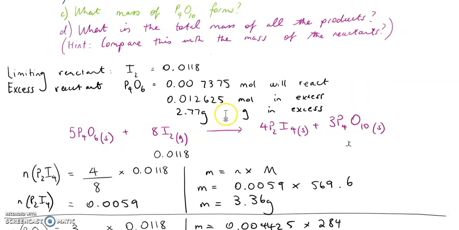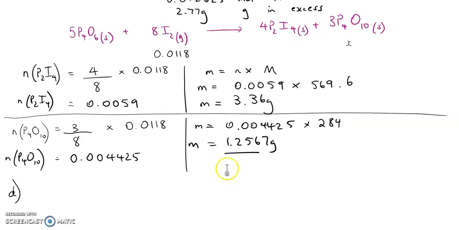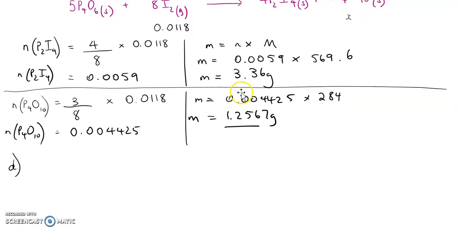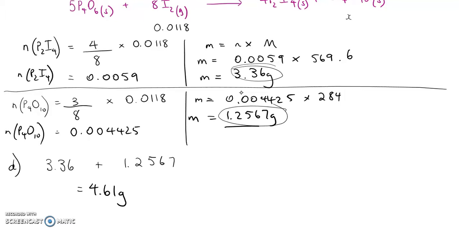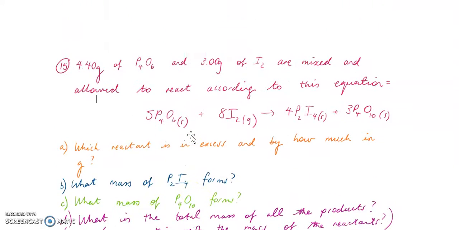And so then question D is asking me what the total mass of my products is. Total mass of products. So we've got one gram value here, P2I4, that was one of our products. This is our second product, so it's just going to be the total of these two, which is 4.61 grams. Okay. And the question says, hint, compare this with the mass of the reactants.